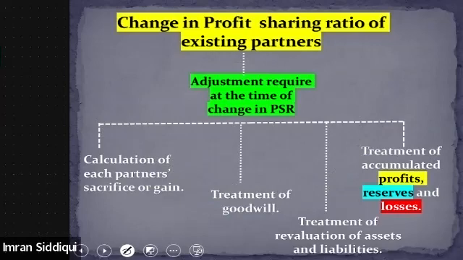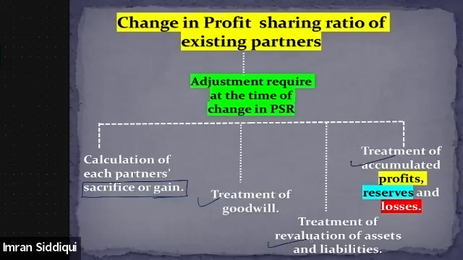It may require us to do adjustment relating to these things. First of all, whenever profit sharing ratio is changing, we may be required to determine the sacrificing or gaining ratio of the partner. Number one, the question may ask us to calculate the sacrificing or gaining share or ratio of the partner. Then the question may also require us to do the treatment of the goodwill. The question may also ask us to do the treatment of the accumulated profit, reserve and losses. And we may be asked to revalue the asset and liability of the firm.